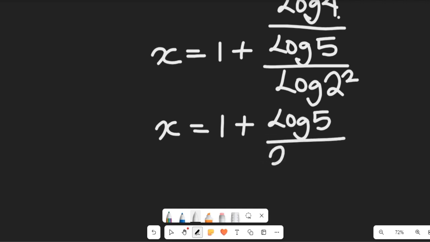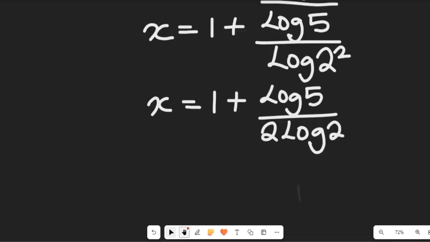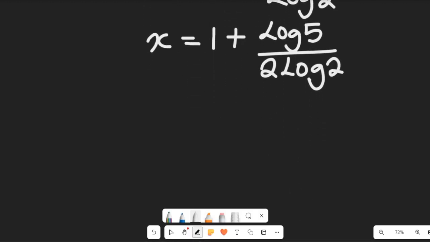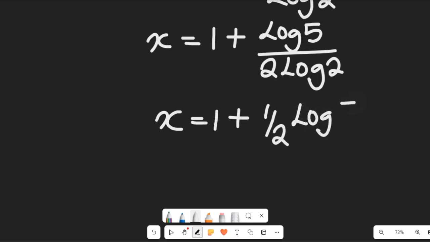divided by 2 log of what? Log of 2. And so that expression can be simplified further to give me x equal to 1 plus, this is going to give me 1 divided by 2, times log of 5 divided by the log of 2.